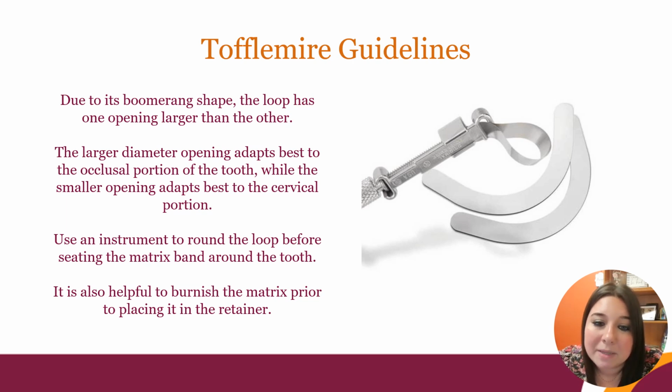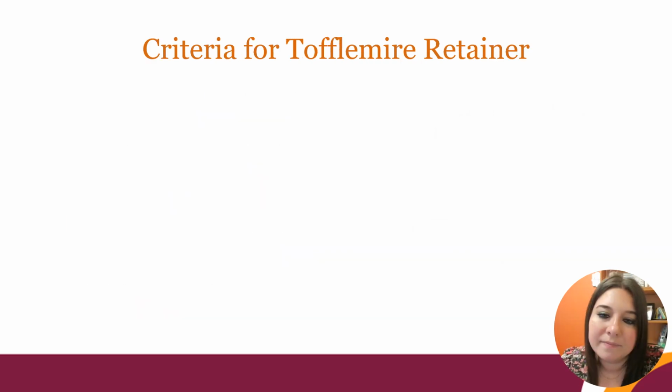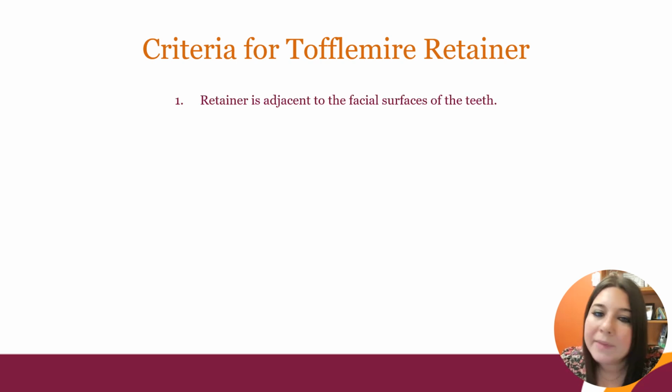It just helps speed the process up and get more accurate interproximal contacts. So, criteria for proper placement of the Tofflemire. The retainer itself should be adjacent to the facial surfaces of the tooth, so you don't want the retainer on the inside, lingual side of their teeth. You want the actual long part of the retainer to come out facially. That way they're still able to close their mouth and swallow and everything.